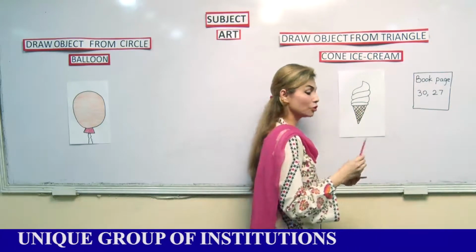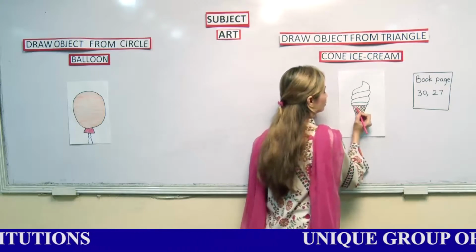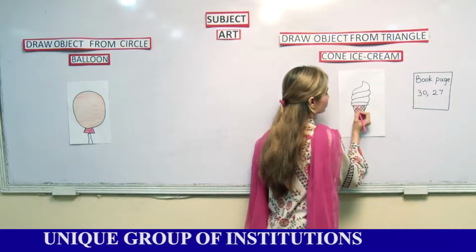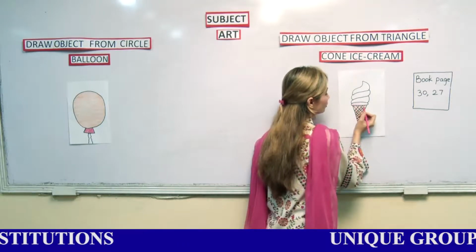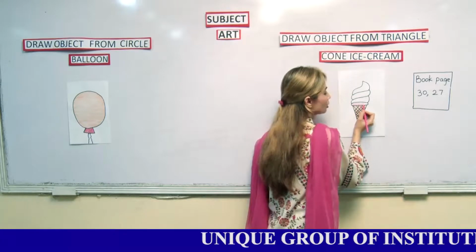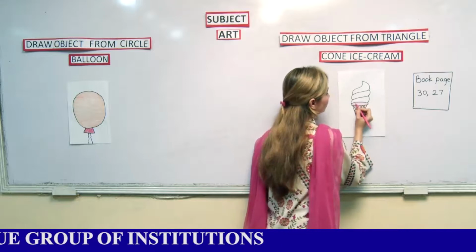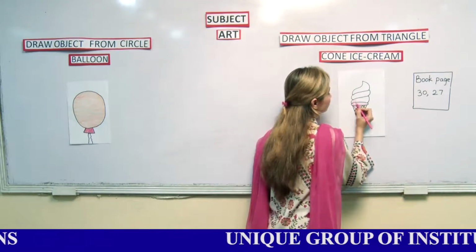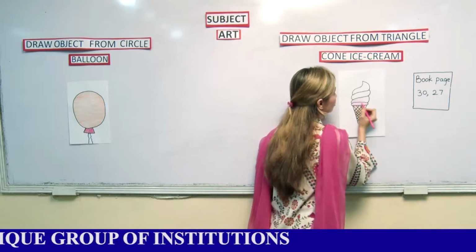Now I am using pink color for the ice cream part. You can choose any color of your own choice. I like pink color, that is why I am choosing pink color for the ice cream part. It's a strawberry ice cream. Now again left to right, side to side.